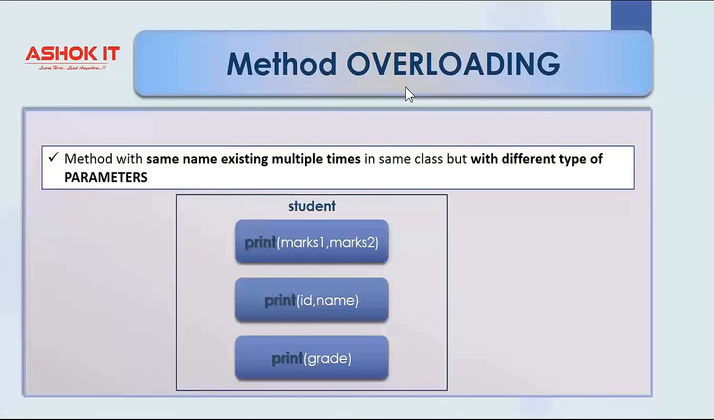When we say method overloading, it is nothing but when a method with the same name exists multiple times in the same class but with a different number and type of parameters.